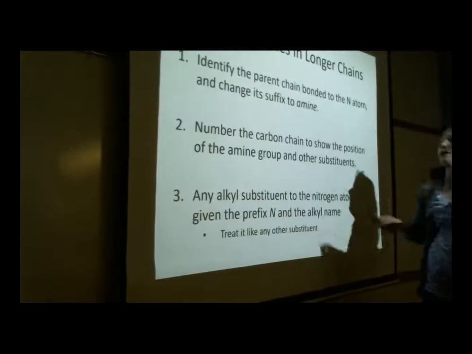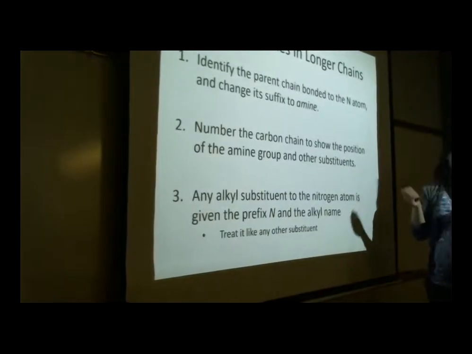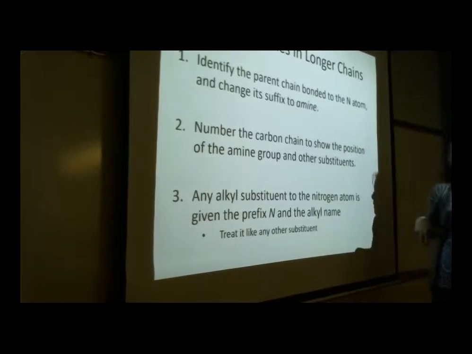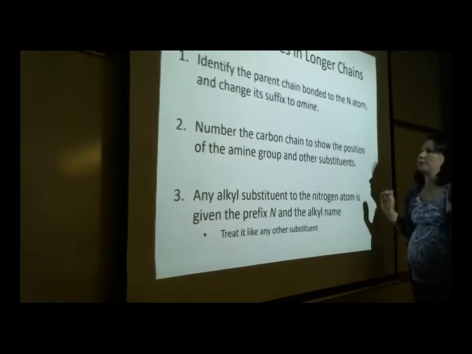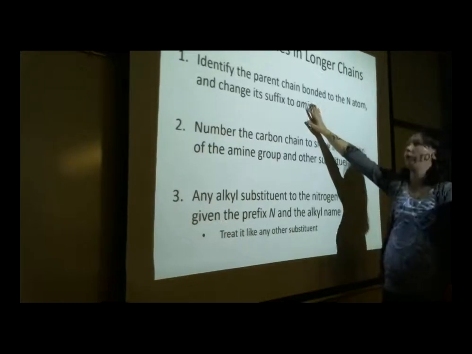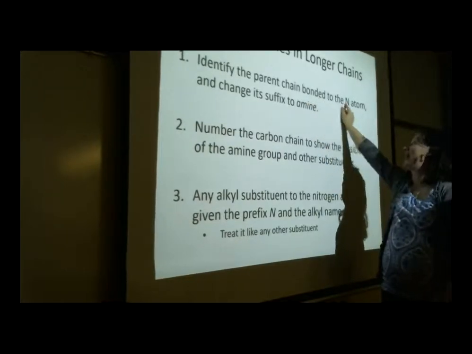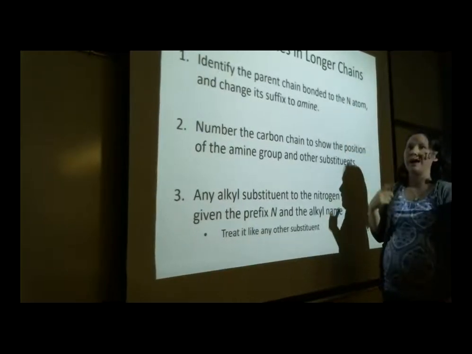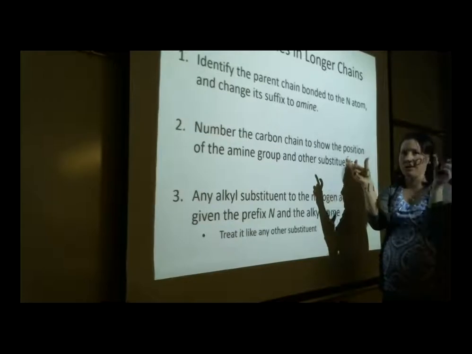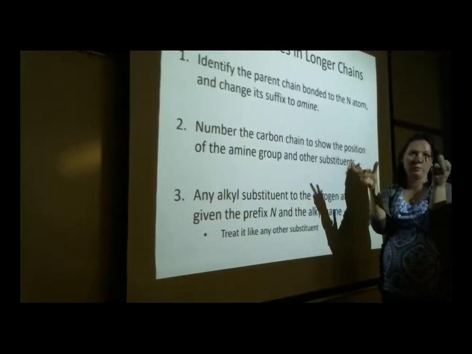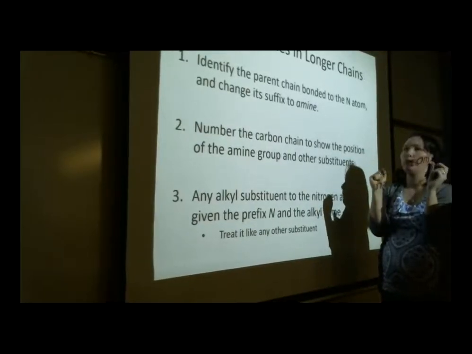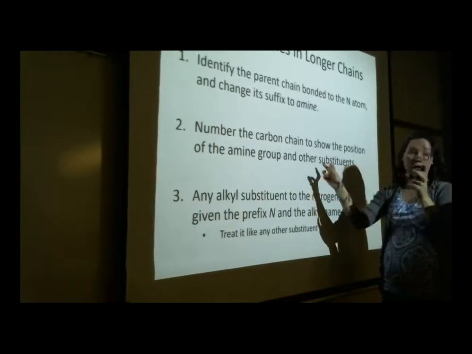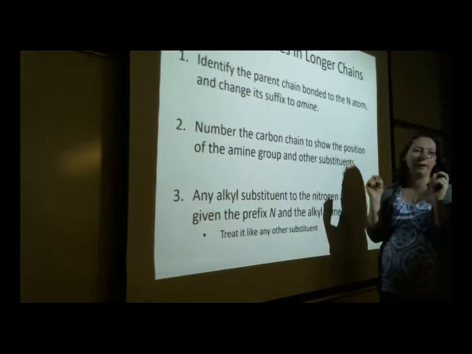Okay, now let's talk about amines that are parts of longer chains. So they're a little more involved in their structure and they're a little more involved in their naming. So the first thing we're going to do is figure out the longest chain that's attached to the N atom. So for instance, when you're talking about dimethylamine, it's a CH3 and a CH3 on both sides. Who cares? All right, well, what if you've got a molecule where you've got a long chain on one side and a short chain on the other?